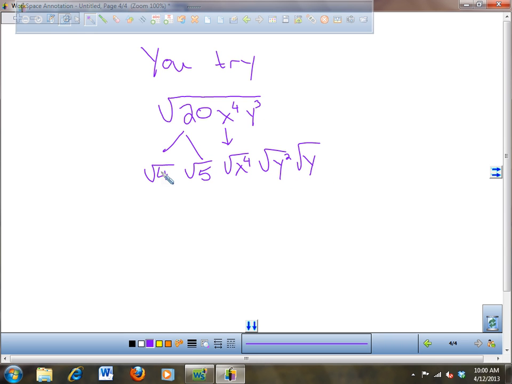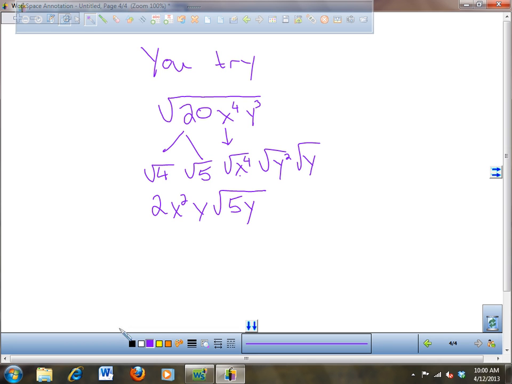So what is the square root of 4? 2. What is the square root of x to the fourth? x squared, because x squared times x squared gives you x to the fourth. What's the square root of y squared? y. And then these things you can't do anything with, so you leave it inside the root as 5y. And that's as far as you can go. That's hard, okay? And they're confusing, but it is what it is.